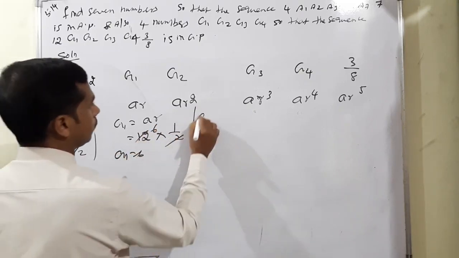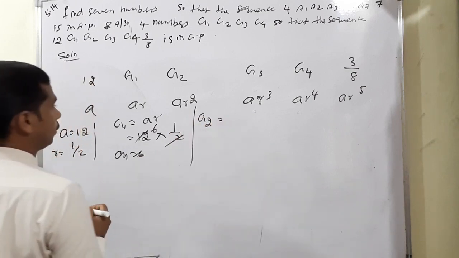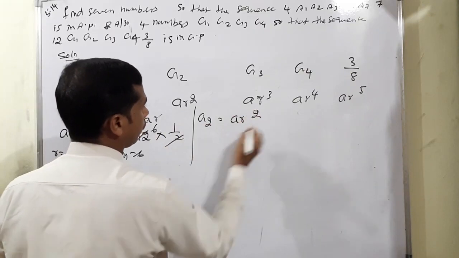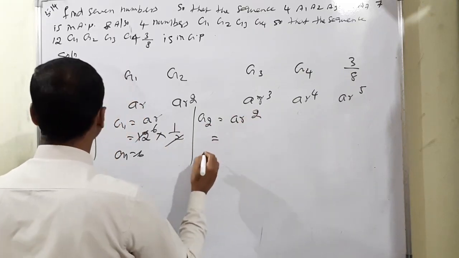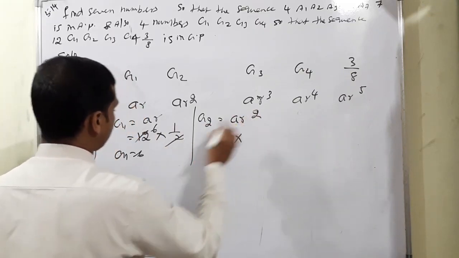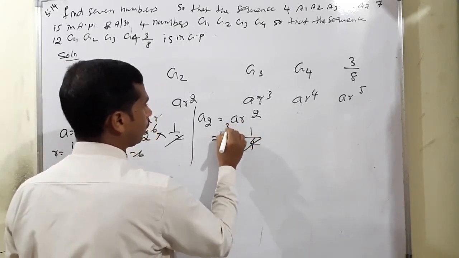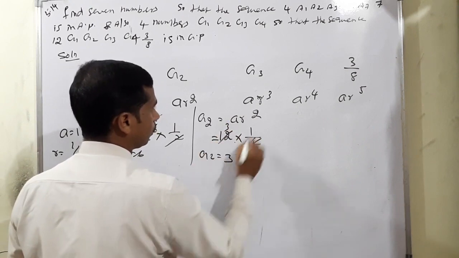Next condition, G2 is equal to AR square. Therefore, A means 12 into R square means 1 by 4, isn't it? Then 4 and 12, how many times? 3 times. So, G2 is equal to 3.